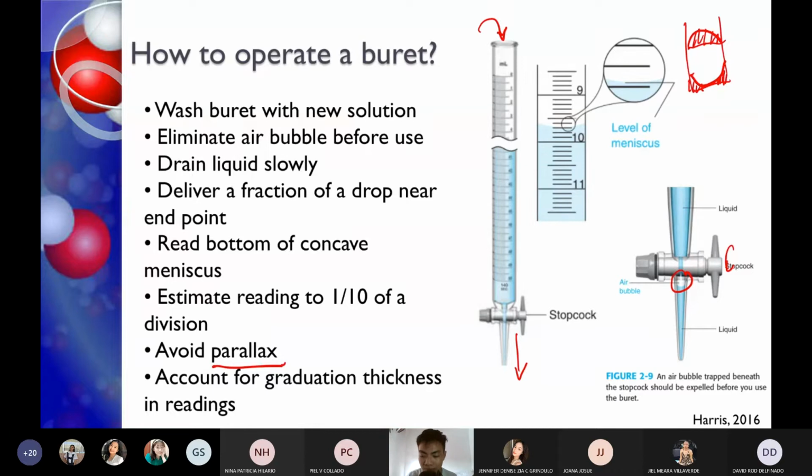Kailangan pantay lang. Okay? And when viewing meniscus pala, hindi nyo tatakpan yung isang mata nyo. Kailangan dilat yung parehas na mata. Okay? So, part din kasi yun ng parallax error. Kailangan dalawang mata yung gumagana sa pagbasa ng meniscus.